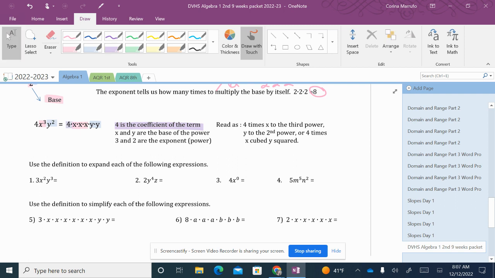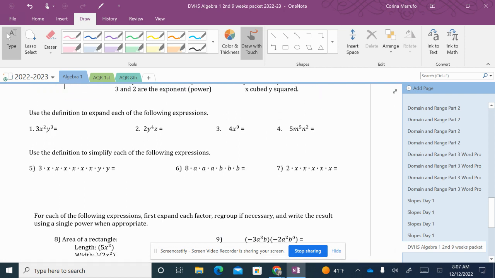So let's go ahead and go through these ones. We're going to do what we call expanding. So we have our coefficient, which is 3 in the front. So I'm going to write the 3. Then we have x squared, which means x times x. Then we have y to the third power, which means y times y times y. Okay? Now we're going to do the same thing for the next one. So 2 is our coefficient. And then we have y to the fourth power, which is y times y times y times y.